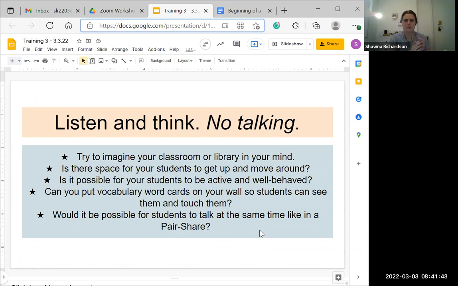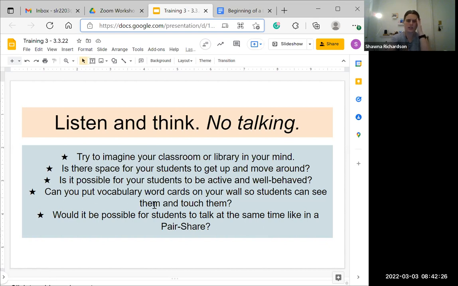Also think about, is it possible for your students to be active, but also well-behaved? Sometimes when students get active and they're playing a game, they can get a little crazy and they can get a little wild. But will your students be able to still listen to instructions and listen to what you are telling them to do? Or if they maybe will get too wild, then maybe it's better to do an activity where they're still in their seats. Or if it's just a few students who are standing.